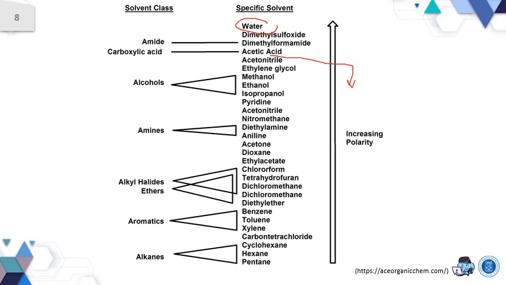For example, the commonly used combinations are methanol and chloroform, or methanol with dichloromethane, or ethyl acetate with dichloromethane, etc. You can use any combination.